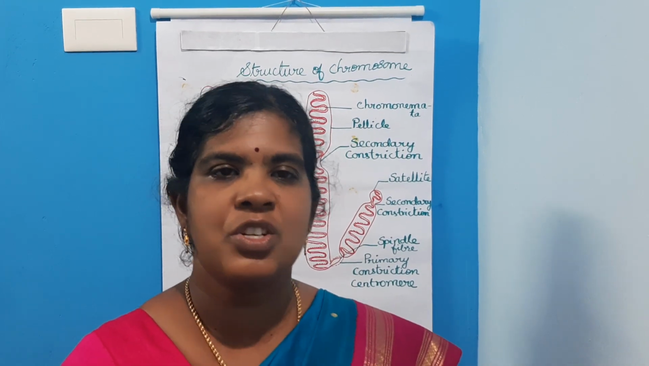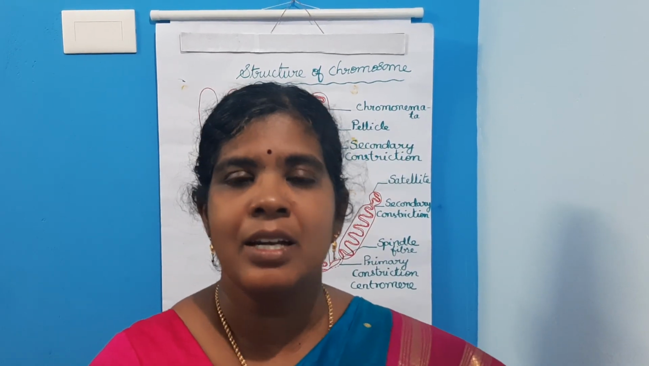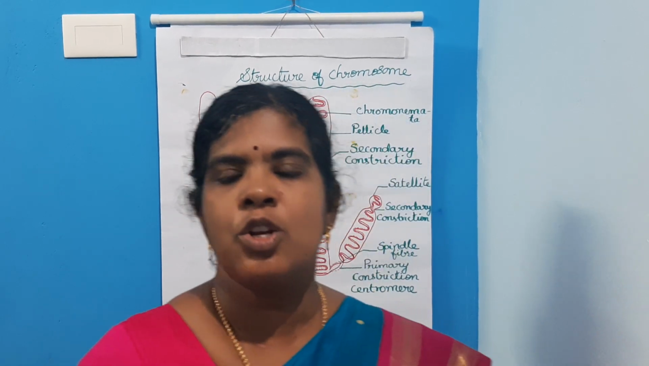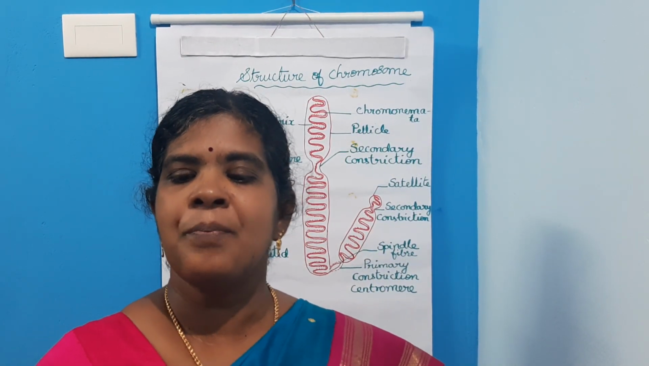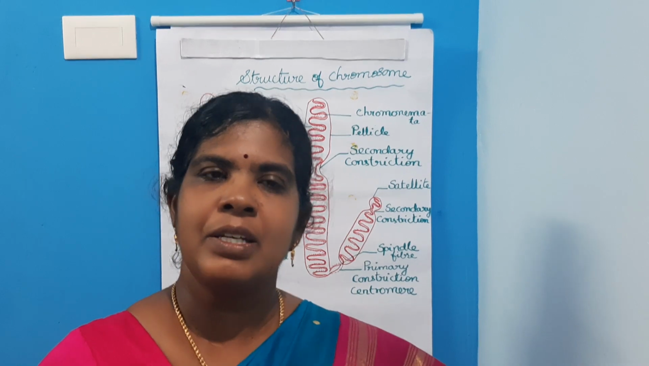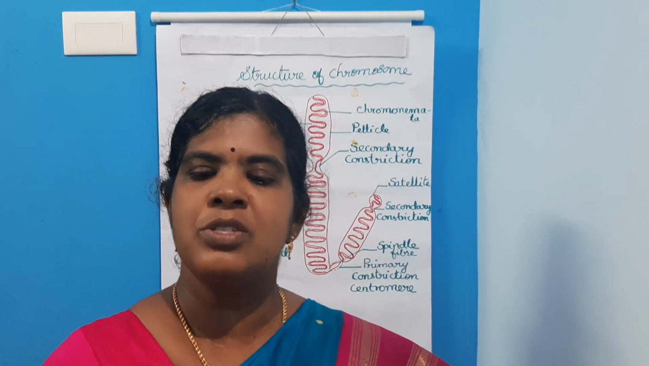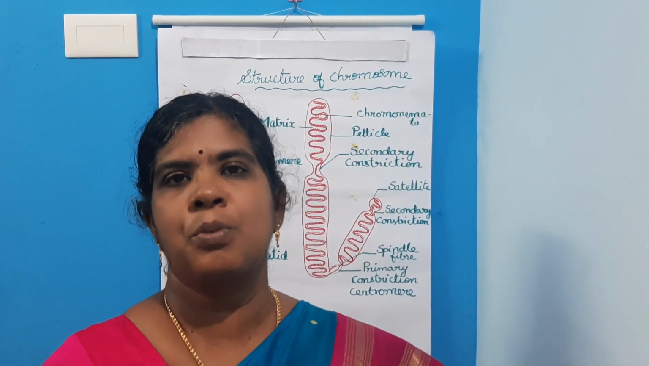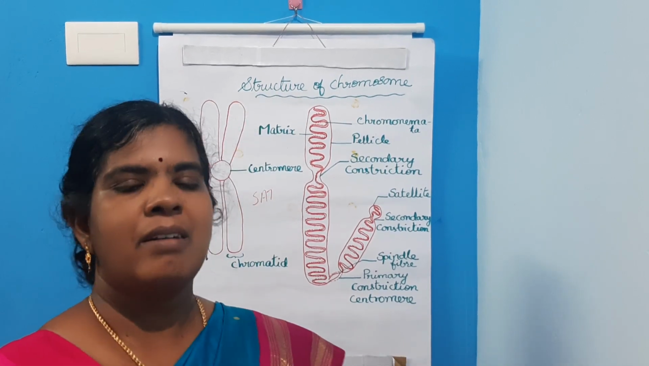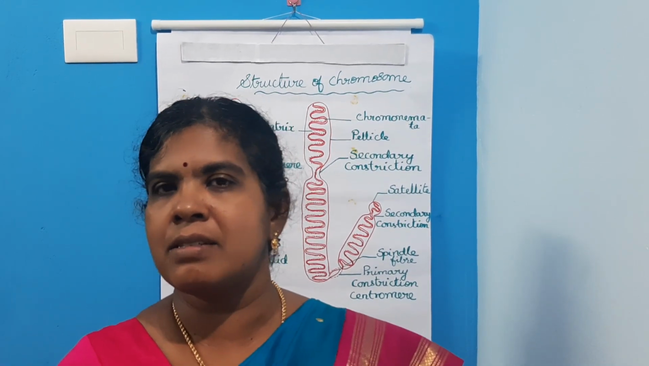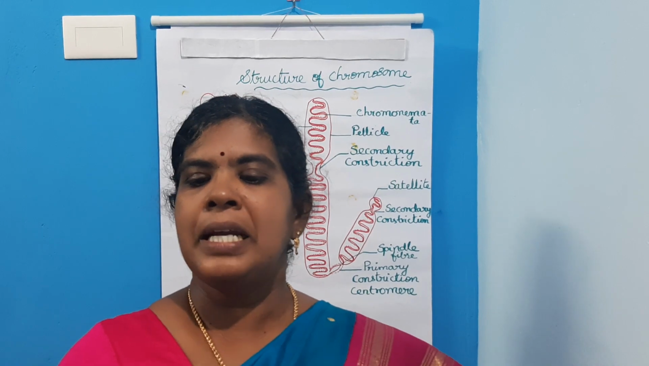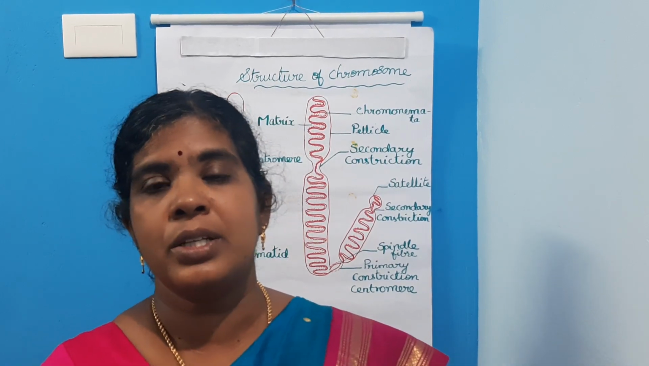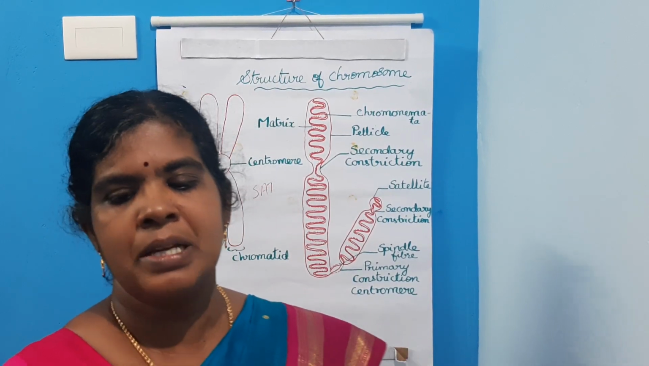Helps in the formation of nucleolus in the nucleus. Yes, then telomere. It prevents the chromosome from adjoining the adjacent chromosome. The telomere maintains and provides stability to the chromosome.